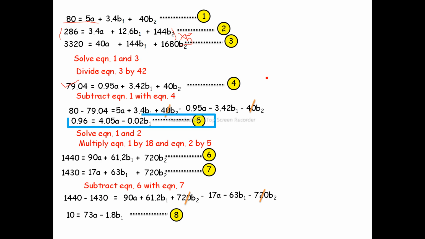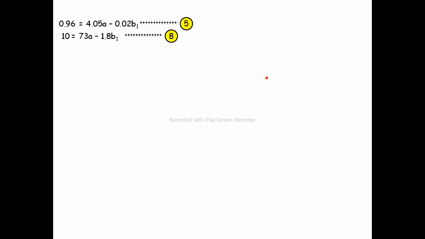So you can see here equation number 5 and equation number 8. In both of them we have cancelled b2, and therefore we can know the values of a and b1 with the help of these two equations. Now we'll multiply equation number 5 with 90. So 90 multiplied by 0.96 will be 86.4, equals 90 multiplied by 4.05a will be 364.5a, minus 90 multiplied by 0.02b1 will be 1.8b1.